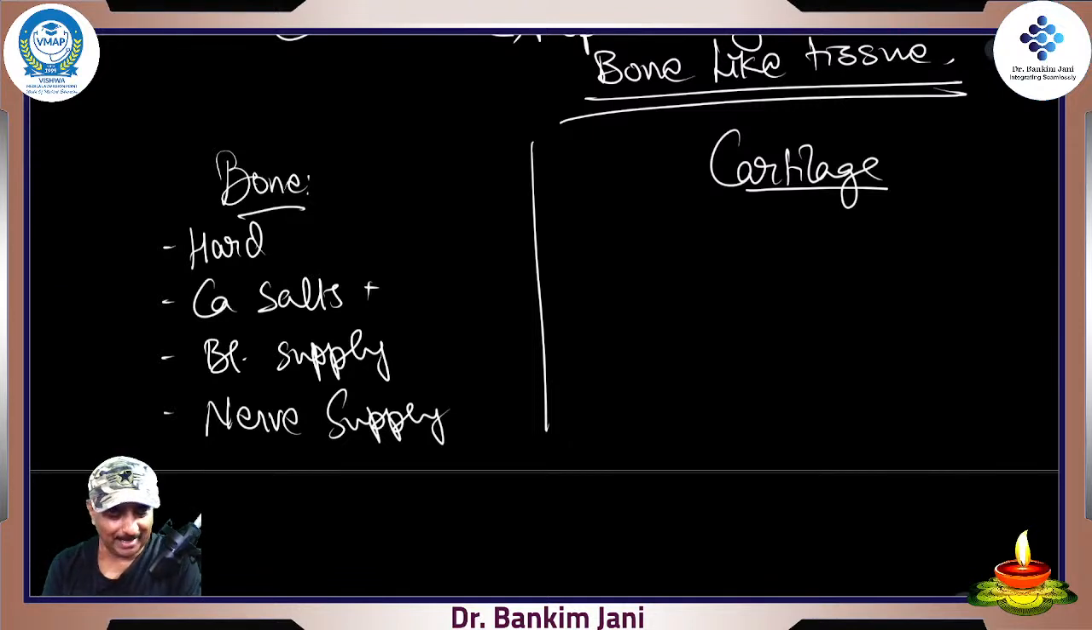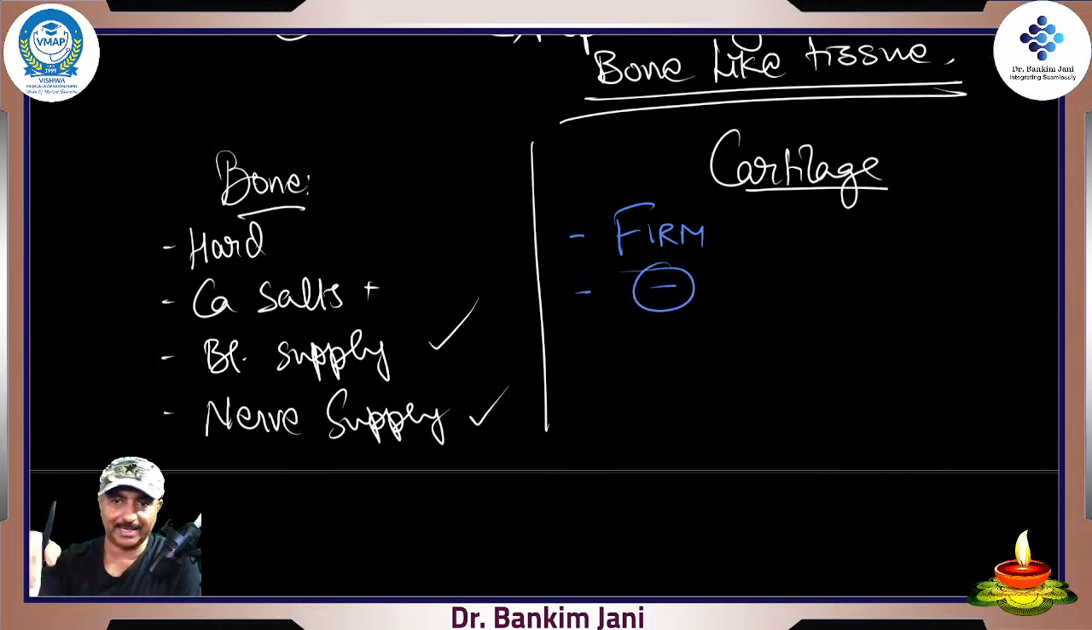So calcium salts are there, blood supply is rich, nerve supply is rich. Against that, when we talk about cartilage, well, it is relatively soft. So that's why we'll use the word, it is firm. Right? No, it is not absolutely soft. It is firm. Calcium salts? No. They are not present in normal cartilage. Right? If it is there, then we call it calcification. Blood supply? No. Nerve supply? No. Right?